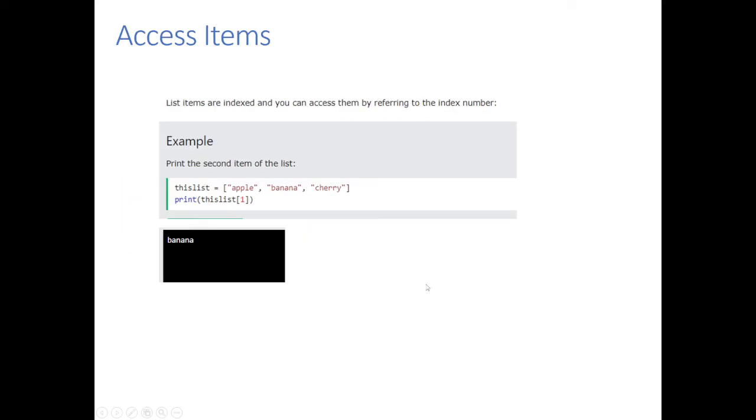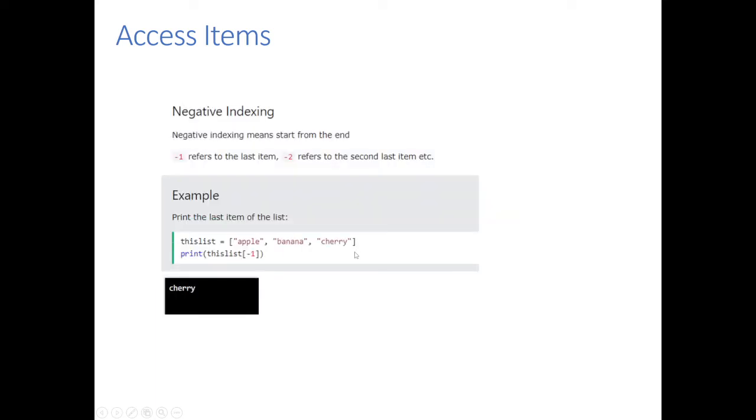How do we access items in a list? List items are indexed, and you can access them by referring to the index number. For example, we have here a list equal to apple, banana, cherry. If we print this list indexed by 1, we're referring to banana. Again, the index of the first item is 0, so index 1 refers to banana. So if we print this list and place the index, it will print banana.